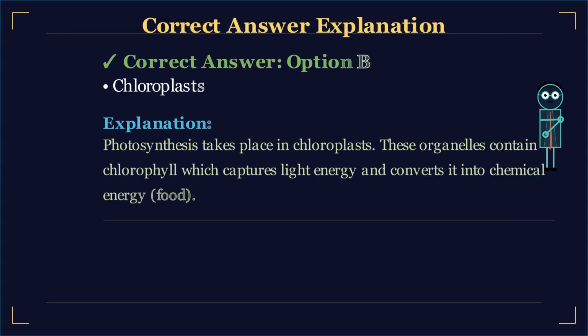Here's the explanation for the correct answer. Photosynthesis takes place in chloroplasts. These organelles contain chlorophyll, which captures light energy and converts it into chemical energy, food.